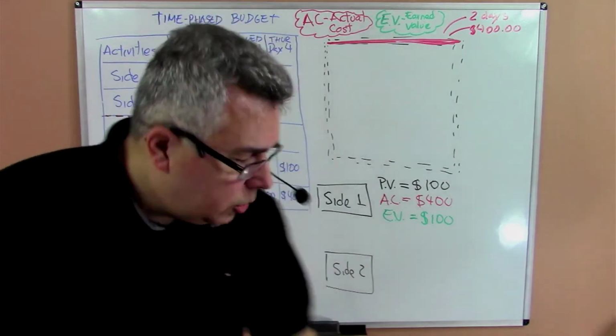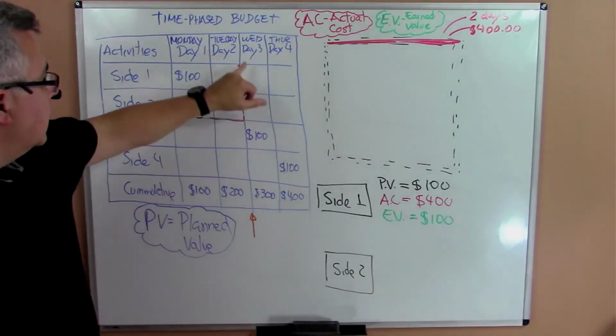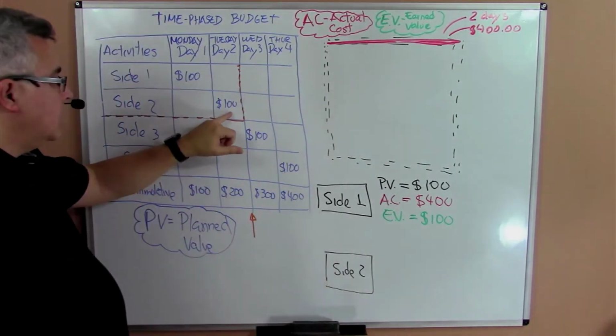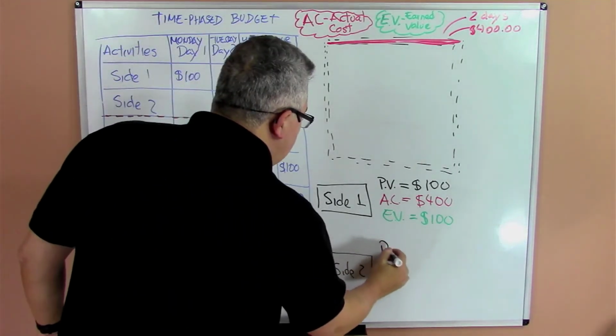Let's talk now, because we are here at the end of day 2, about the second side. What is the planned value for the second side?